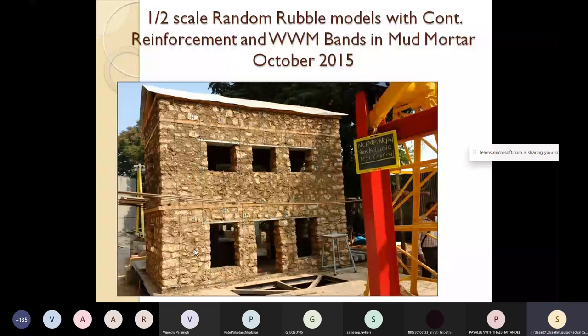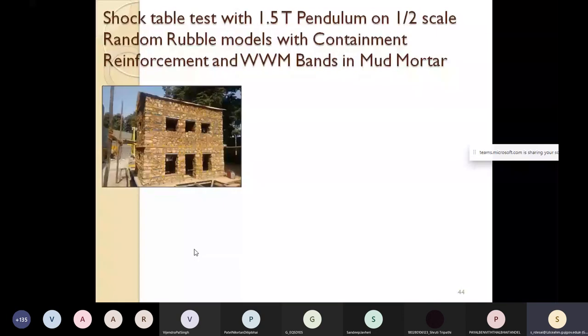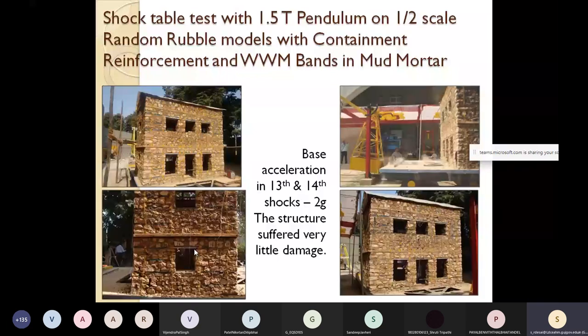All right. And something like 14 shocks were given with this 1.5-ton pendulum. And the structure survived very well with very little damage. All right. In the 13th and the 14th shocks, the base acceleration was 2G. In the upper right hand picture, you can see this pendulum has just hit the table. And you can see that the structure is intact, right?